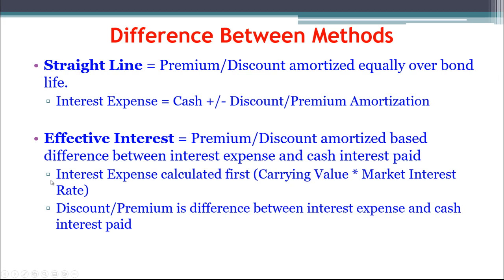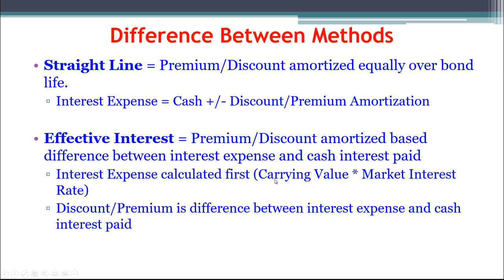So the way we would calculate interest expense under this method is by taking the carrying value of the bond at that point in time, which I'll show you in the next screenshot. I'll show you what I mean by that. So the carrying value of the bond for that particular period, the beginning of that period, multiplied by our market or effective interest rate. That's where the name comes from. That gives you the interest expense for that year.